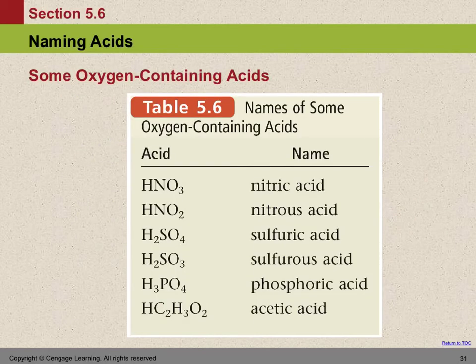This is a table of some common acids that contain oxygen. Nitric, nitrous, sulfuric, sulfurous, phosphoric, acetic. Now notice that our nitric came from our nitrate, which is NO3, and our nitrous came from our nitrite, which is NO2. So our ate has one more oxygen than our ite.